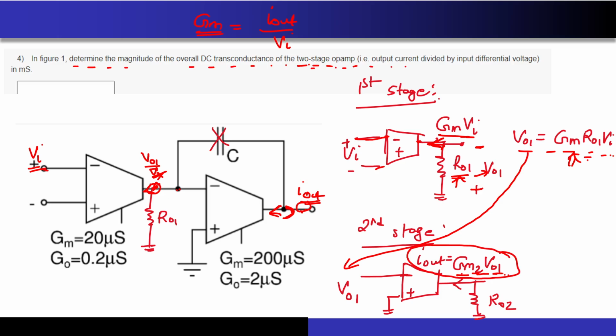Correct? And now that GM2 times VO1, this is what my output current is. So if I represent VO1 in terms of VI, now why am I doing that? Because remember, I want a ratio of I out by VI. The moment I do that, I will get the expression for the capital GM.